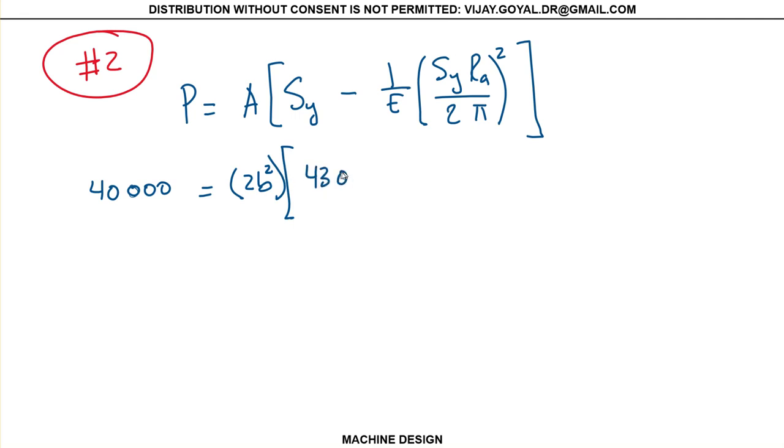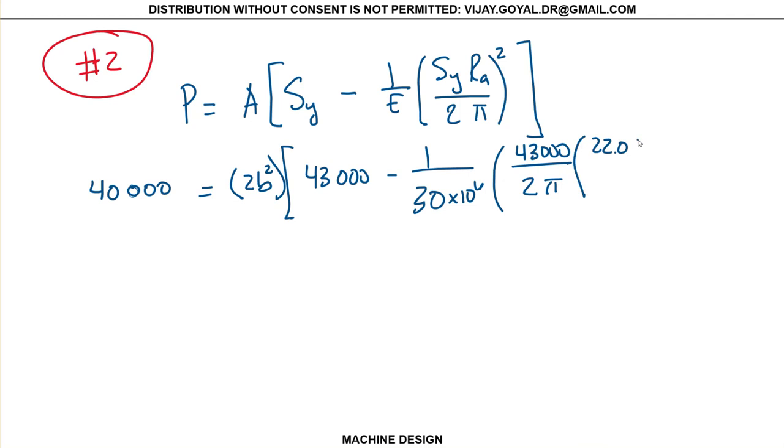This is 43,000, that's your yield strength. 10 to the 6, 43,000 divided by 2 pi. Your RA is 22.05 B. This is squared. So what you can see in this problem, this is a very complex equation. You can try to solve for B if you got a good solver, or you want to do it by hand, you want to have fun, sure, you can do that. But my way of trying to solve this problem was a lot easier.